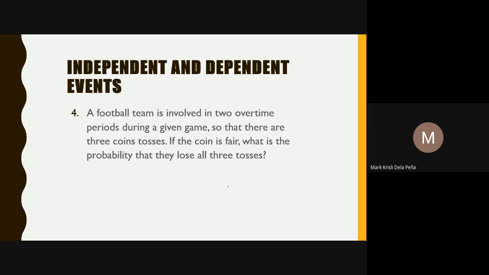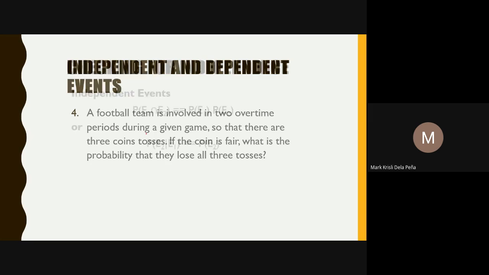Now, since the coin is fair and 3 coins will be tossed, the occurrence of the first toss or the second toss will not be affected by the other, because here we have a 1/2 probability. Also in the second toss, we have another 1/2 probability, and in the third toss, another 1/2 probability. As you can see, the probability of one coin is not affected by the other. So these are independent events.